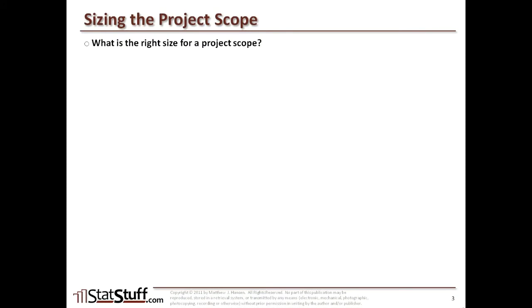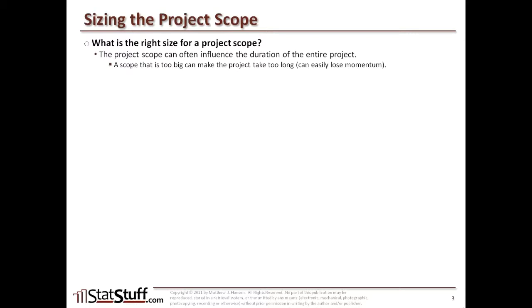Many people have trouble defining what the appropriate size is for a project scope. So let's talk a little bit about some tips on how to size the scope. So how do we know what's the right size for the project scope that we're trying to define? Well, the project scope can really influence the duration of the entire project. If you have a scope that's too big, then it can make the project take far too long, and the team can easily lose momentum. But at the same time, if the scope is too small, then it can make the project go too fast, almost to the point where the results from the project seem like they're irrelevant.